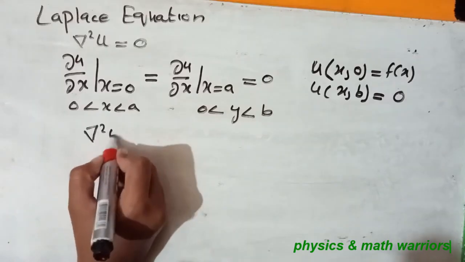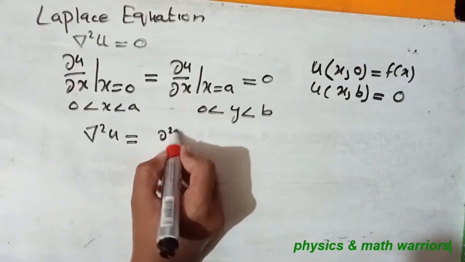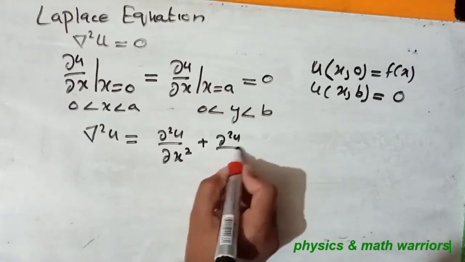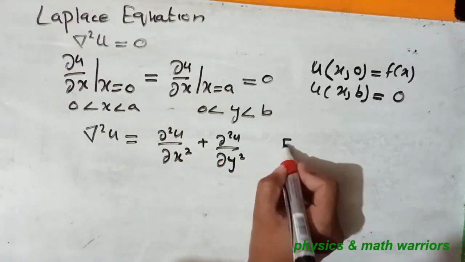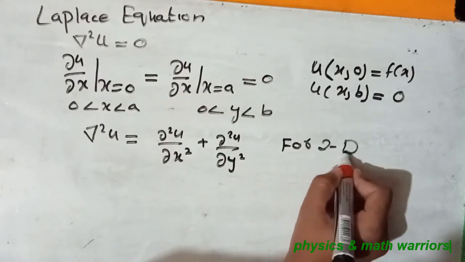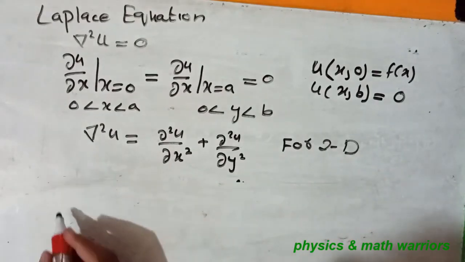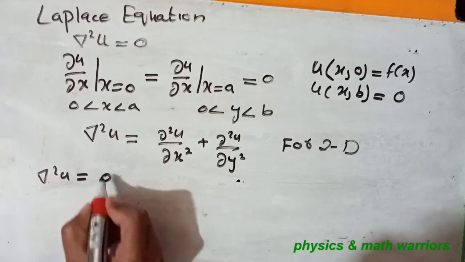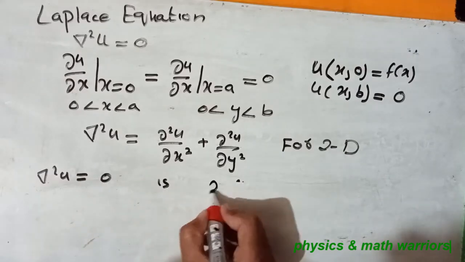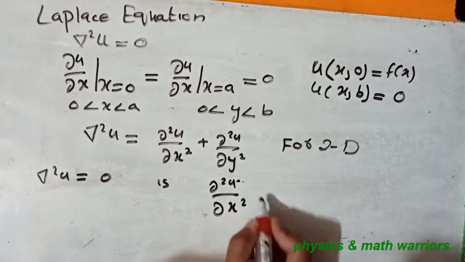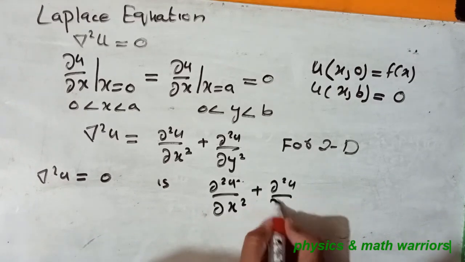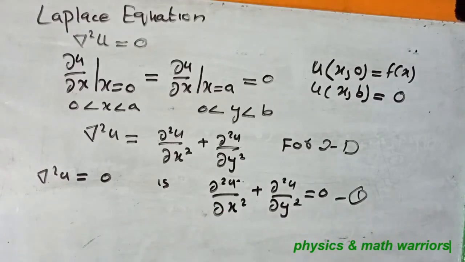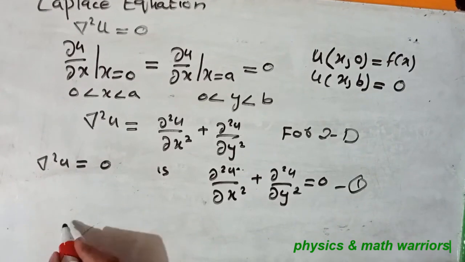And del square u is equal to partial square u over partial x square plus partial square u over partial y square for 2 dimension. And del square u is equal to 0 is partial square u over partial x square plus partial square u over partial y square is equal to 0. This is equation number 1. We will solve this equation by separation of variable.